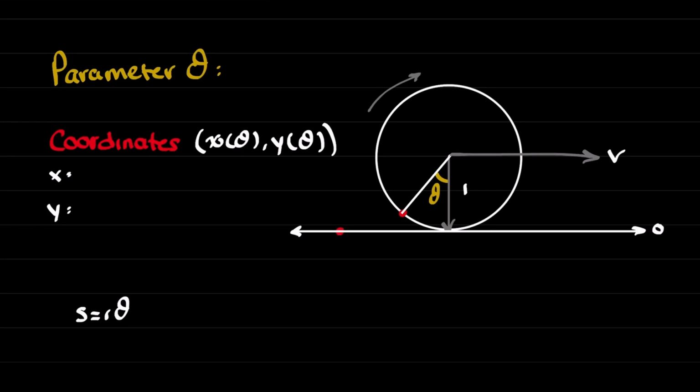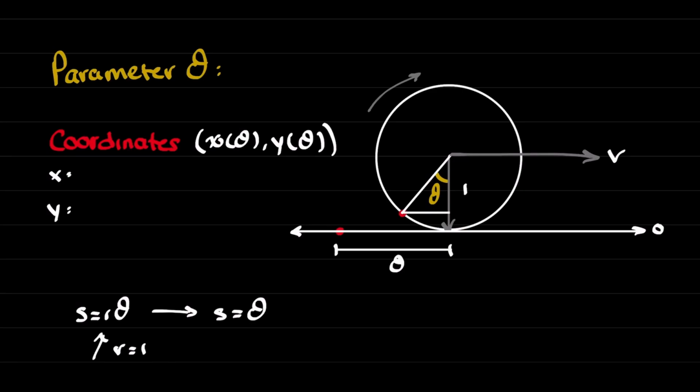Well, using this equation, arc length equals radius times angle theta, with our radius being 1, we get that the arc length we've traveled is simply equal to the angle we've rotated. Now, the arc length is just the distance that we've traveled through space to get to where we are now. That's how far our center has traveled, and again, that is simply equal to our angle theta.